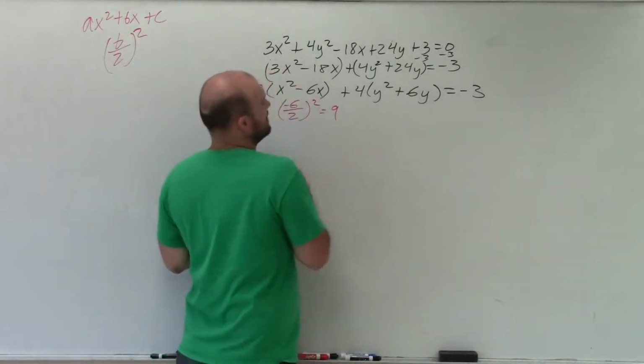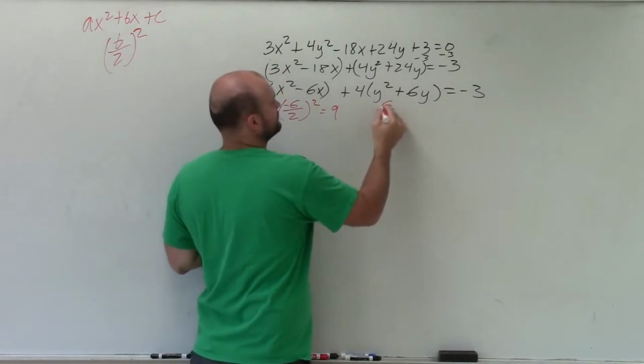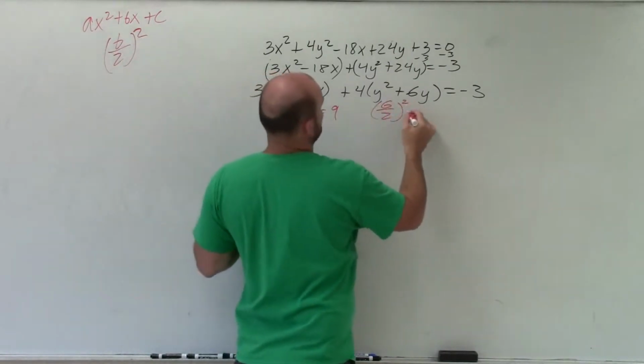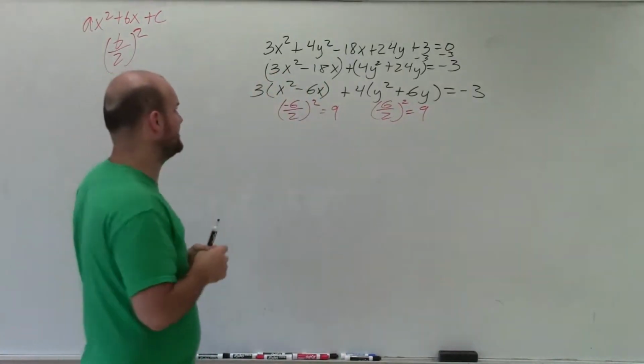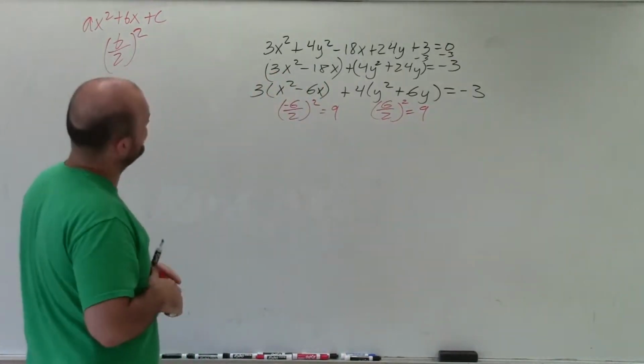Here I have 6 divided by 2 is 3, and I get 3 squared is equal to 9. Cool. Actually, I have the exact same ones. That's going to be kind of interesting. I don't think I've actually ever had a problem like this.